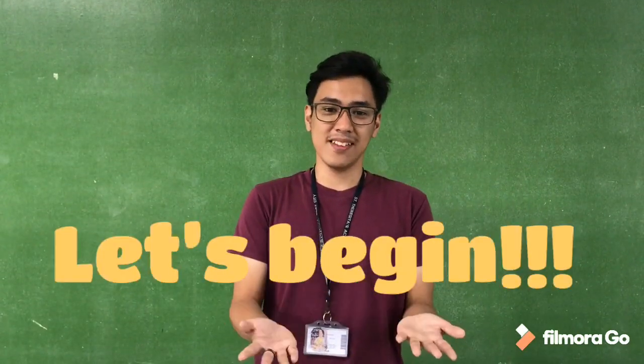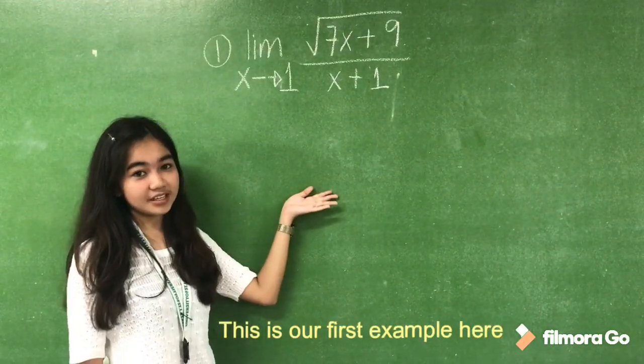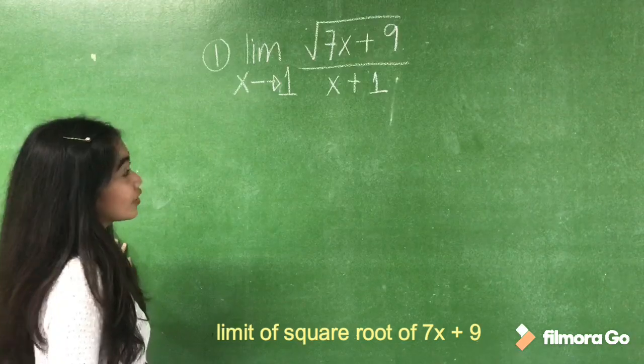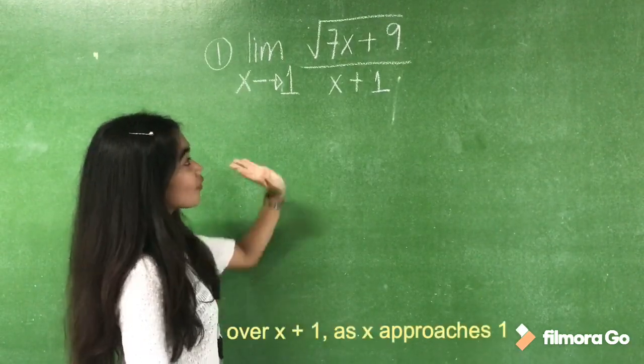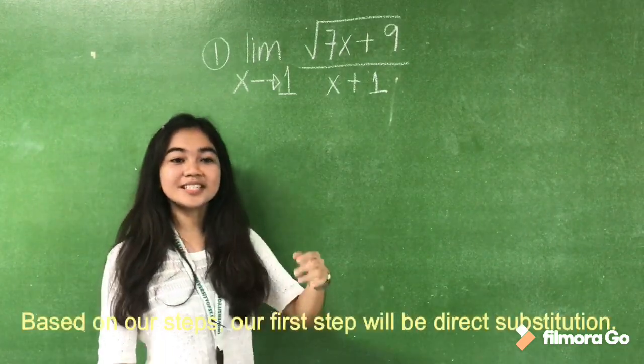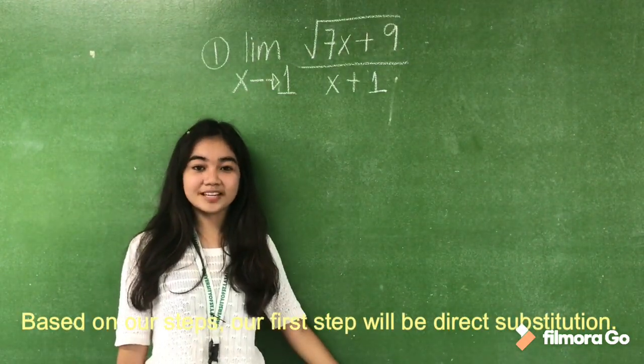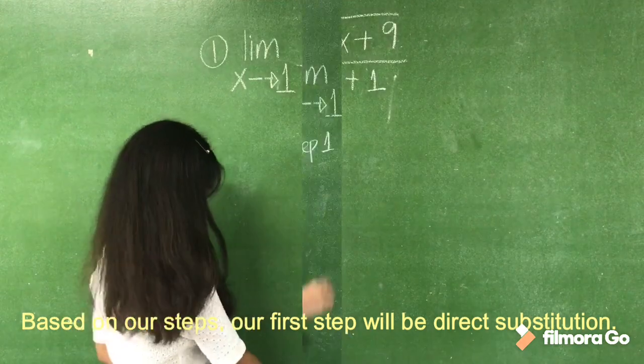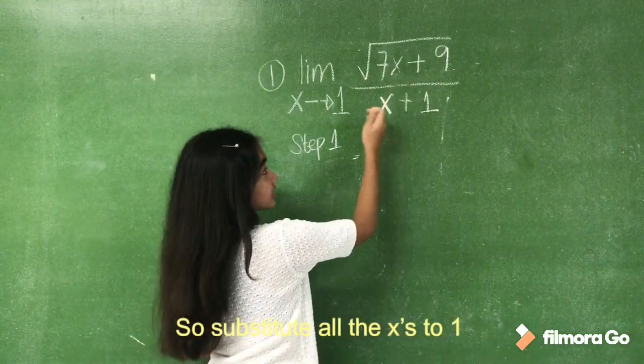So, let's begin. This is our first example here. Limit of square root of 7x plus 9 over x plus 1 as x approaches 1. Based on our steps, our first step will be direct substitution. So substitute all the x's to 1.